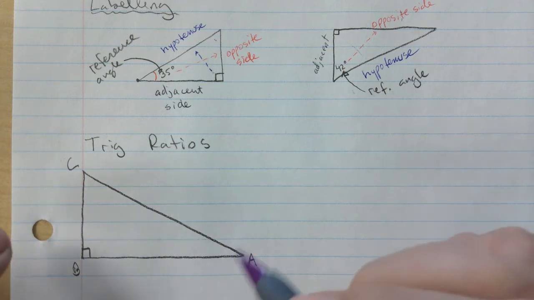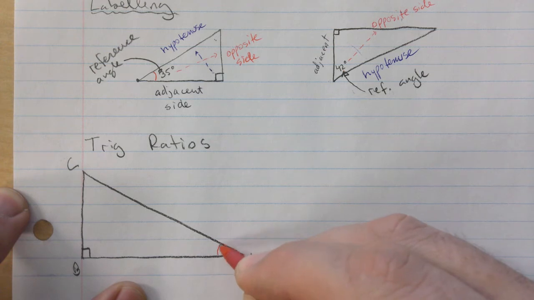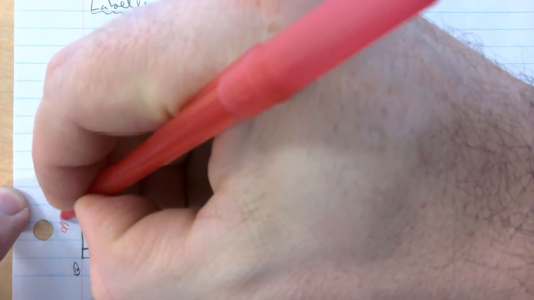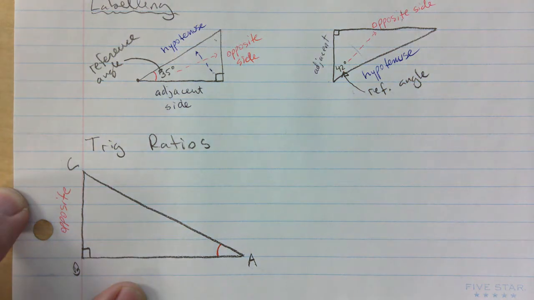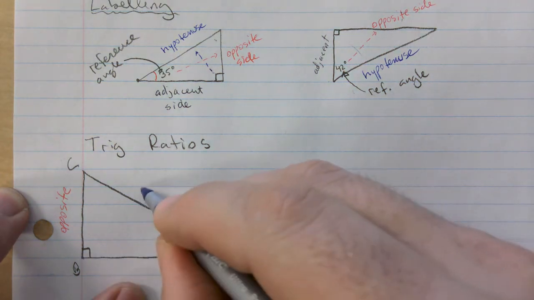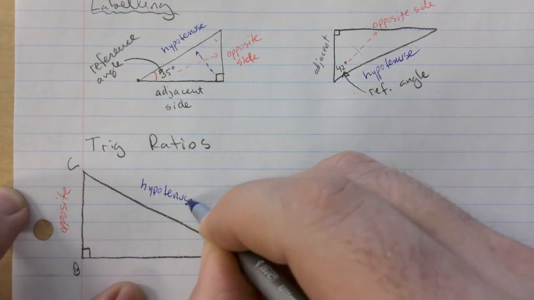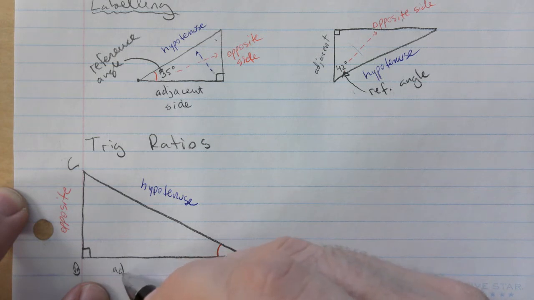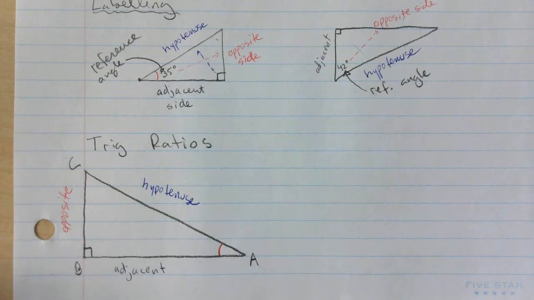But if A is our reference angle, if A is the one we're looking out of, then we would label this as opposite. We would label the one that's across the 90 as hypotenuse. And the last one is your adjacent.